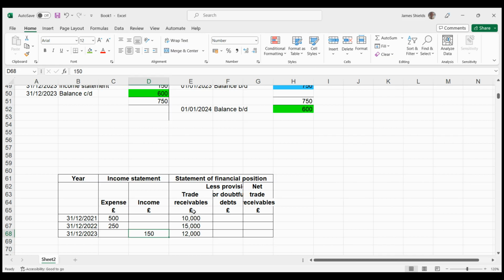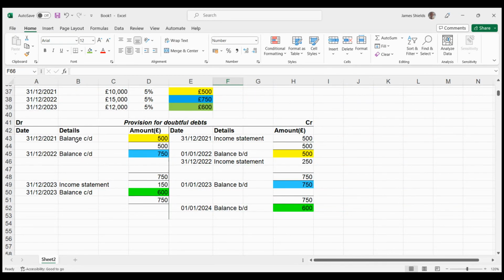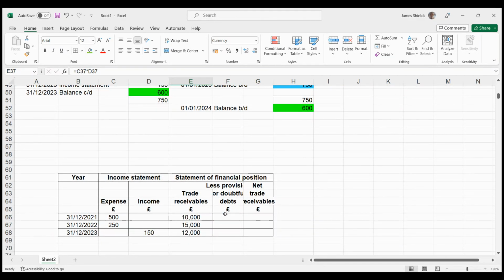Now, your trade receivables we got from the question was £10,000 in 2021. End of 2022 was £15,000. And in 2023 was £12,000. Now, we're going to deduct from that the provision for doubtful debts. So at the end of December 2021, our provision carried down, or we worked it out here, was £500. So we're going to deduct £500 from the 10,000. We are not expecting to get that £500. So our trade receivables figure, the net amount, will be the 10,000 take away the 500, so that'll be £9,500.